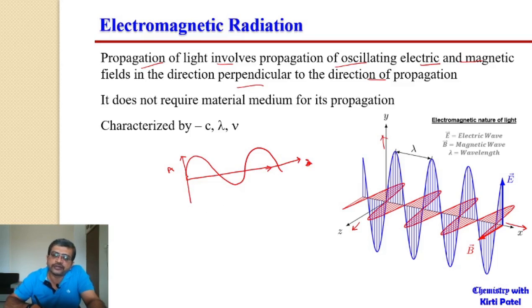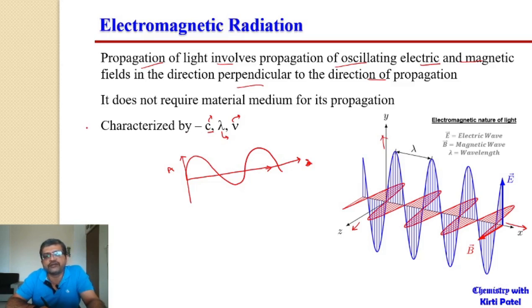So this wave is characterized by three things. One is c, that is the velocity of light. The other is the wavelength of the radiation, and the third is the frequency of the radiations. What does this mean? The velocity of light is very simple: what distance it covers per second. So how many meters it covers per second will give us the velocity of light.